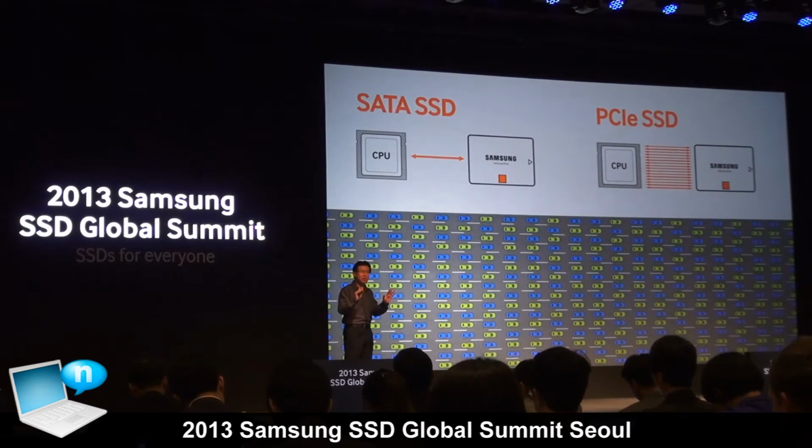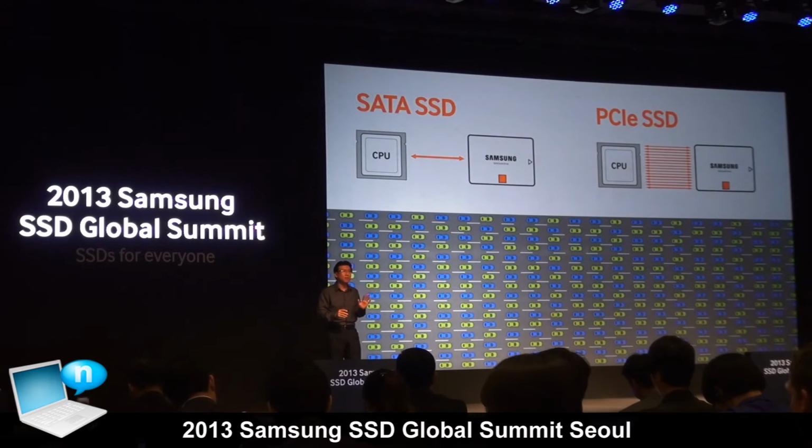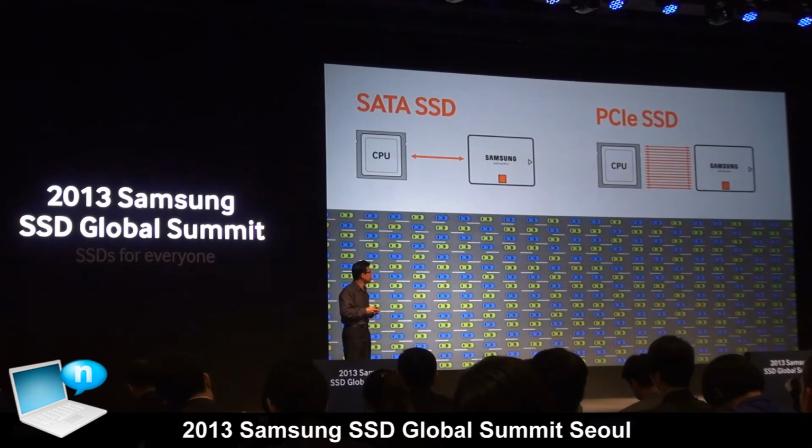So pretty much the sweet spot, I guess, is around 4 lanes or 8 lanes. 4 lanes becoming 4 gigabytes per second, 8 lanes becoming 8 gigabytes per second bandwidth.